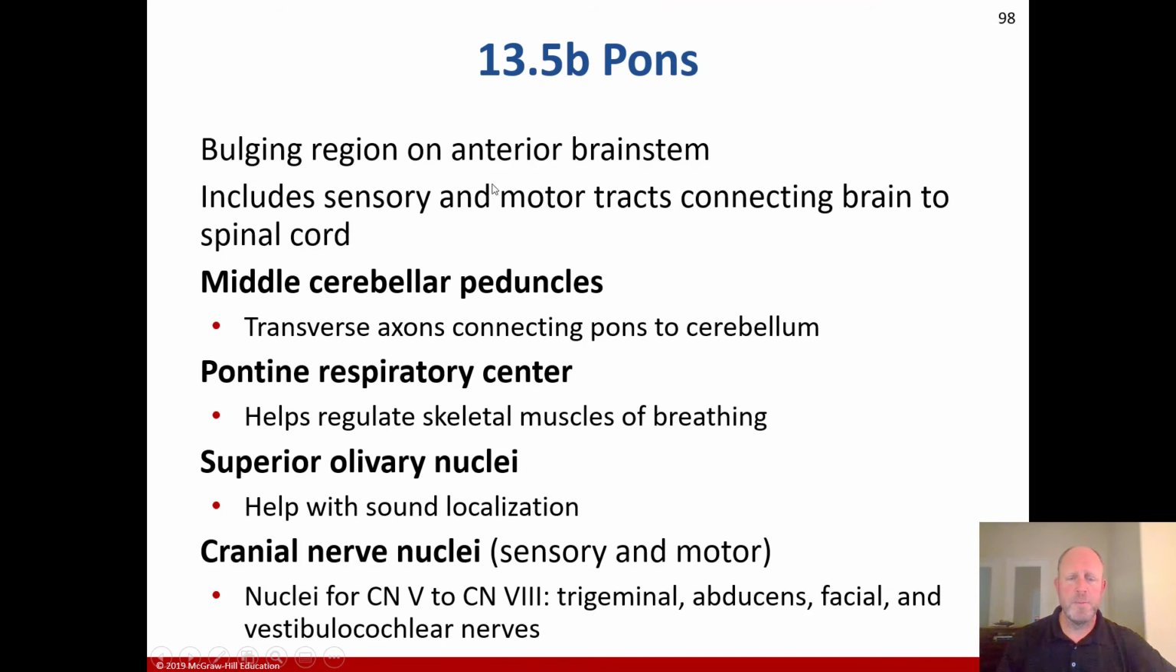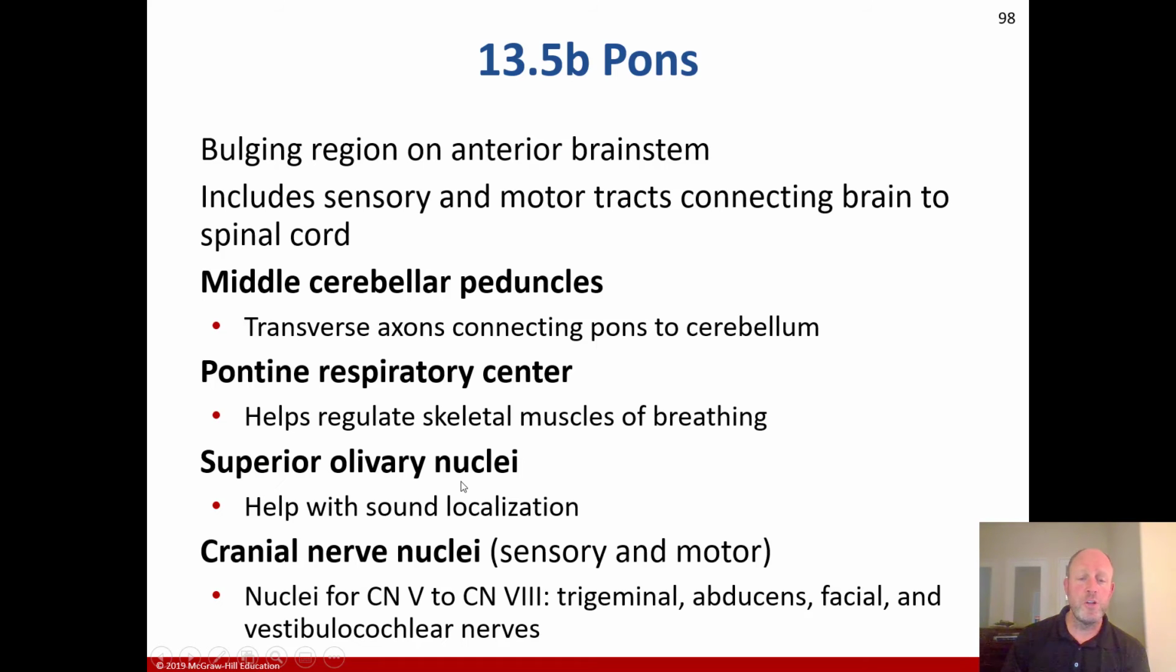The pons is the bulging region of the anterior brainstem. It includes the sensory and motor tracts connecting the brain to the spinal cord. The middle cerebellar peduncles contain the transverse axons that connect the pons to the cerebellum. The pontine respiratory center helps regulate our skeletal muscles for breathing.